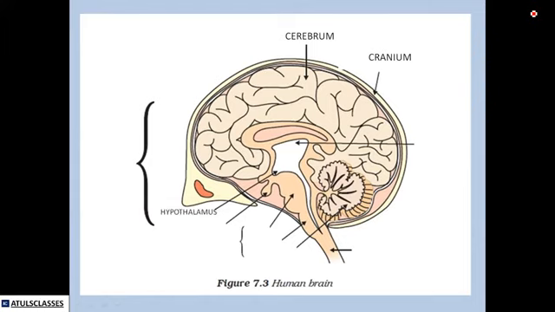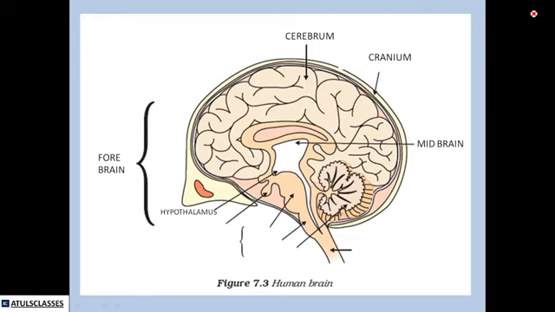Then the hypothalamus, this is not actually part of the nervous system, but it has a neurosecretory as well as endocrine function. Then the cerebrum and hypothalamus and thalamus make the forebrain.